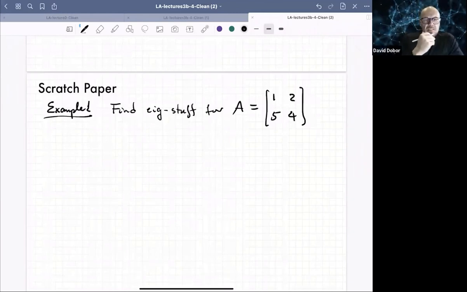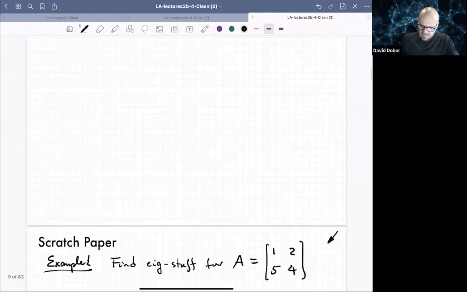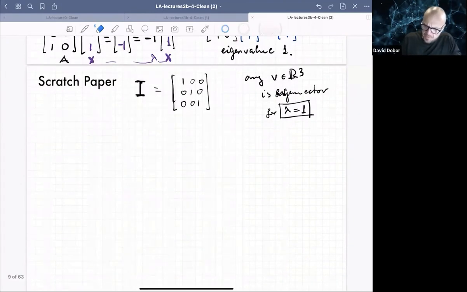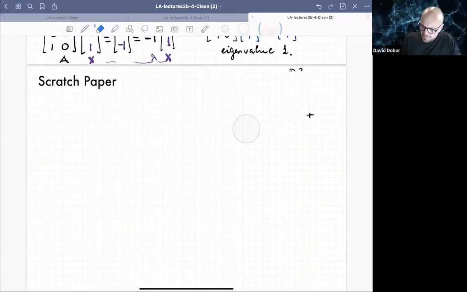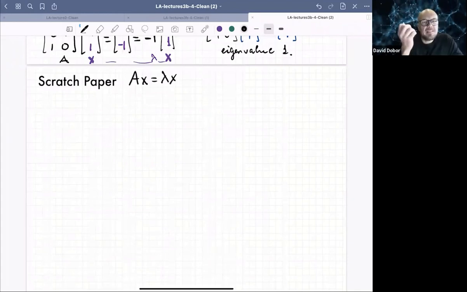Before we get to this example 1, I want to tell you one more thing. It's about making sense of AX equals lambda X. We understand it geometrically, what this is saying. But for the procedure that we're about to describe, we really want to have this in matrix form.